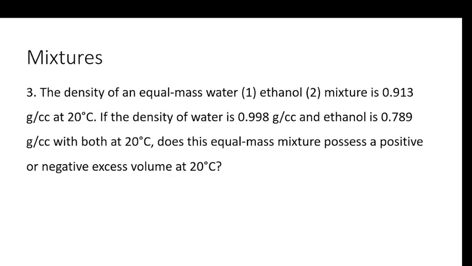Okay, this is the last question we'll be taking for today. The density of an equal mass water and ethanol mixture is 0.913 gram per cubic centimeter. So water is 1, ethanol is 2. If the density of water is this and that of ethanol is this, so that's for the density when they are pure, right? With both at 20 degrees Celsius, does this equal mass mixture possess any positive or negative excess volume at 20 degrees Celsius? So we have water to be 1, ethanol to be 2. We have the density of the mixture to be 0.913. Then we've been told that the density of just the water is 0.998, and that of the ethanol alone is 0.789, and we've been given an equal mass mixture.